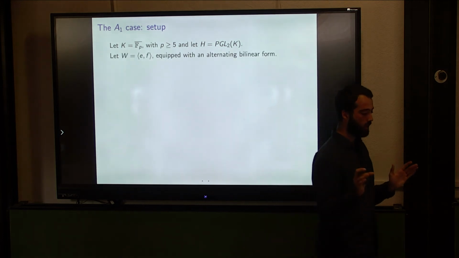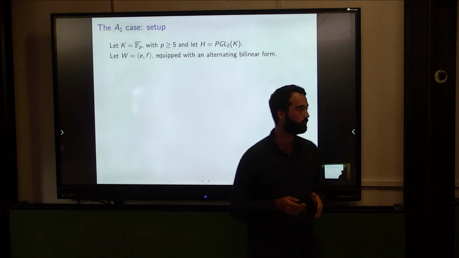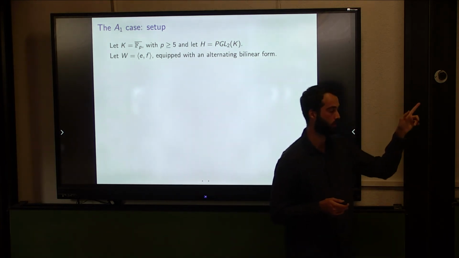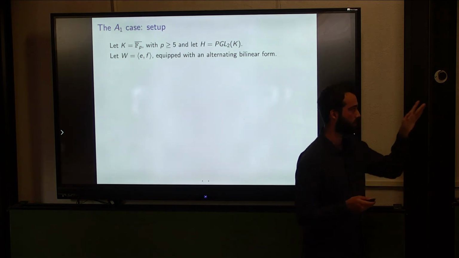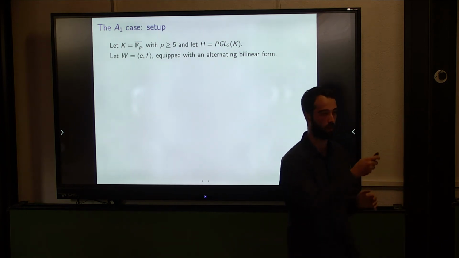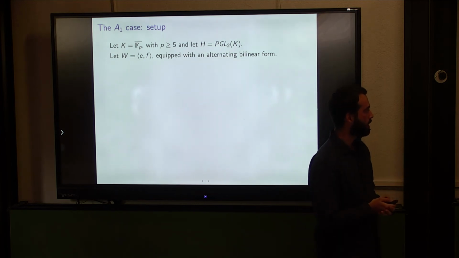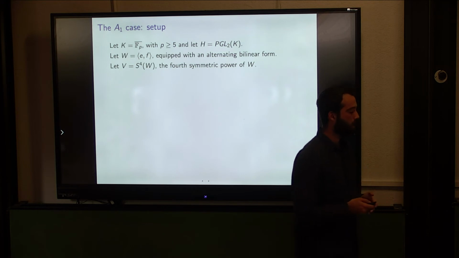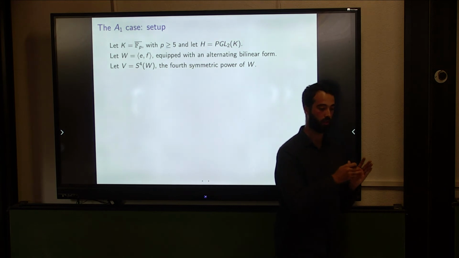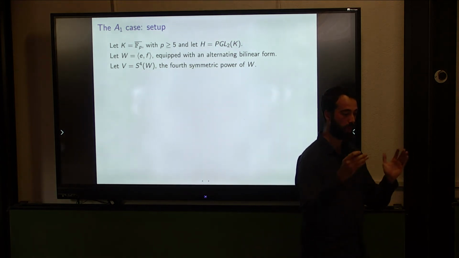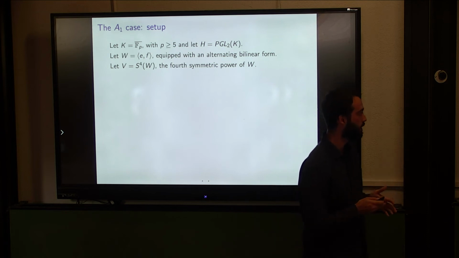Then you start with a 2-dimensional vector space W equipped with an alternating bilinear form. So here I use a basis e and f. The form is 0 on (e, e), 0 on (f, f), 1 on (e, f), and minus 1 on (f, e). And then we take the 4th symmetric power of W. So think of taking the tensor product 4 times and then picking out the symmetrized tensors. So let's see some of them.